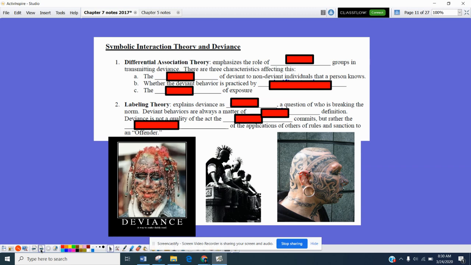So there's a differential association theory that is associated with symbolic interaction that emphasizes the role of primary groups in transmitting deviance. And basically, there are three characteristics that affect this. First, the ratio of deviant to non deviant individuals that a person knows.